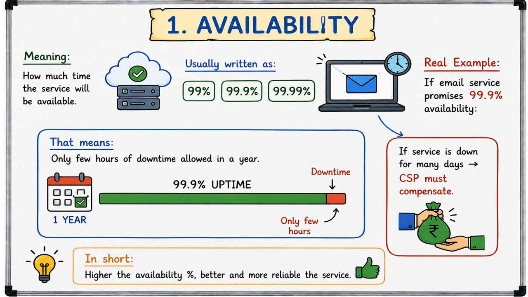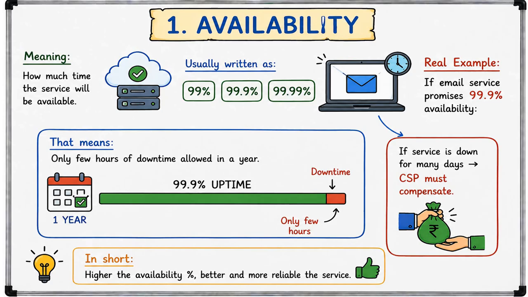So even a small difference from 99.9 to 99.99 is very important in real world systems. So here you can see 99.9% is the uptime, and the downtime is only a few hours in total in 1 year. So only a few hours of downtime allowed in a year.